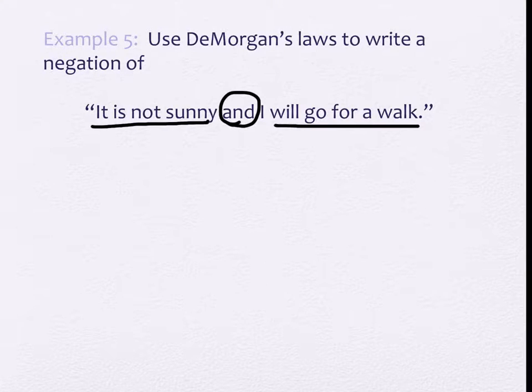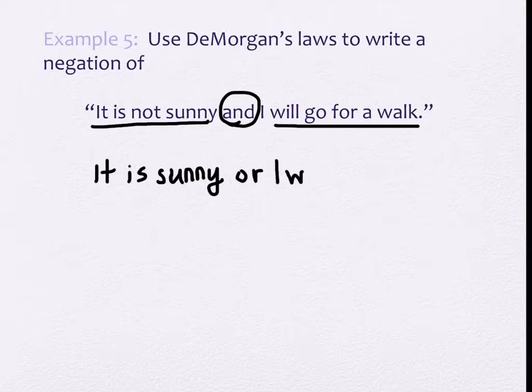So negating it is not sunny. What is the negation of it is not sunny? I want words. Yeah, it is sunny, right? It is not sunny's negation would be it is sunny. What would you do to do the opposite, if you will, of the word and? You'd write or. And then the second statement says, I will go for a walk. I will not go for a walk.